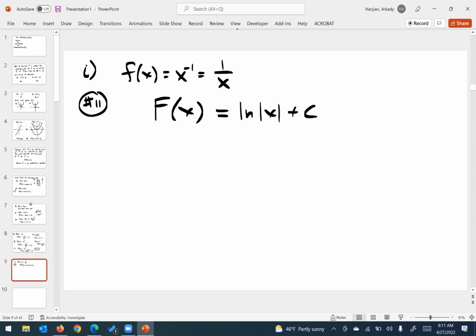Again, the only thing that can happen is x being 0, right? Because you can't divide by 0. So we have to do a little qualifier here. It works on the interval as long as x is bigger than 0 or x is less than 0. That's fine, but it just can't work with 0 itself. Okay, I think we got those.